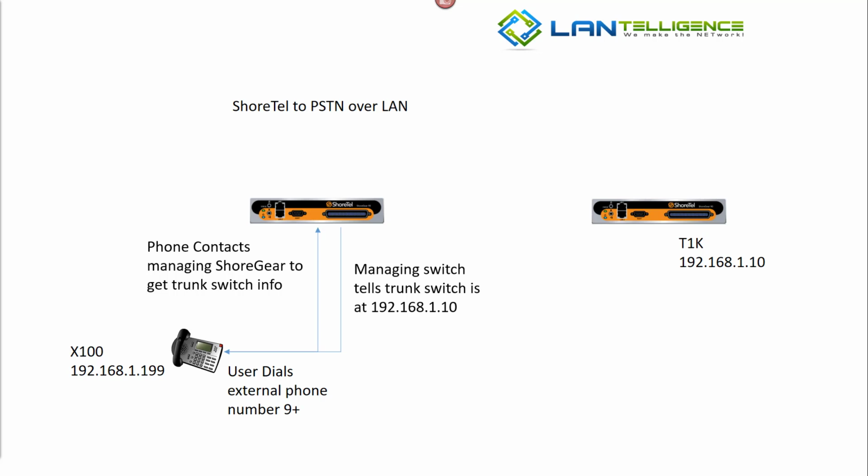Yes, allow call. So as soon as everything checks out, that this person has access to go out that trunk, it's going to send a signal to the managing trunk switch, the T1K at 1.10, and say, hey, we're about to make a call to you.